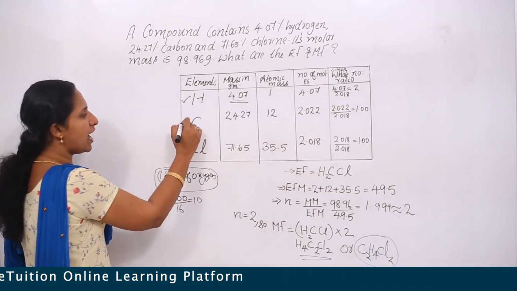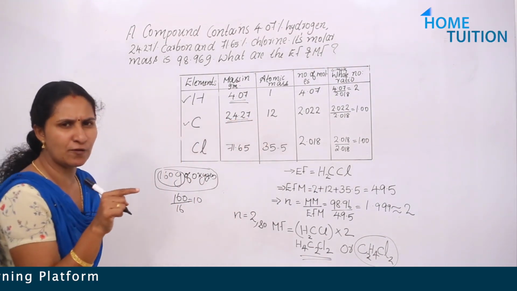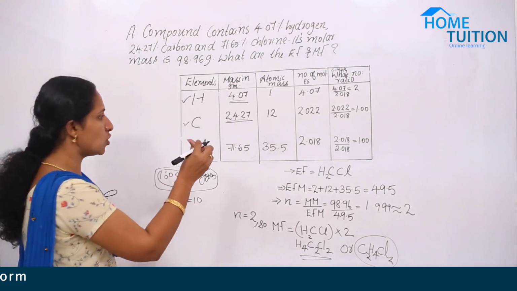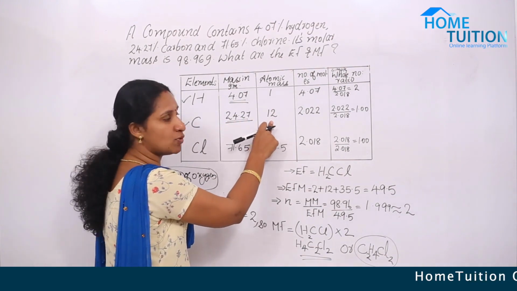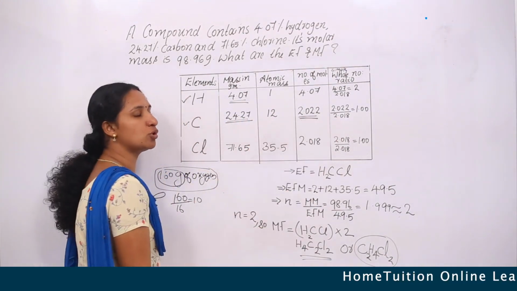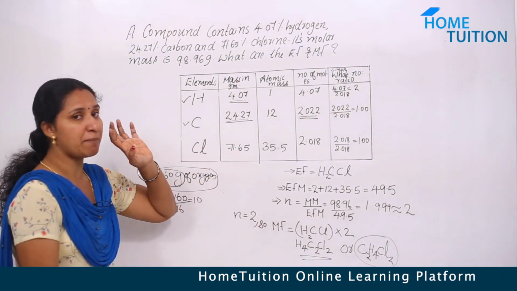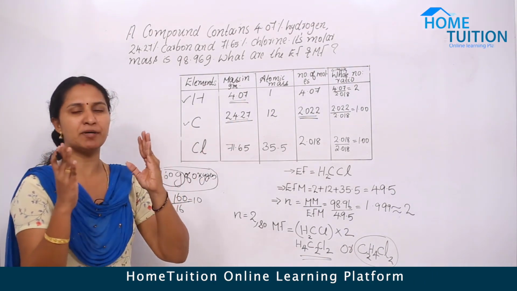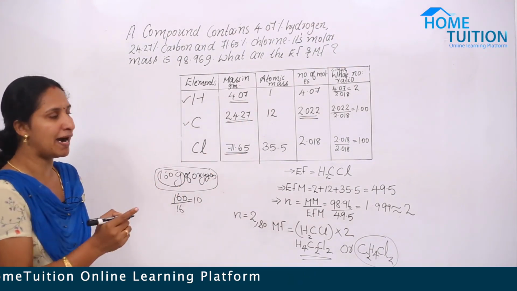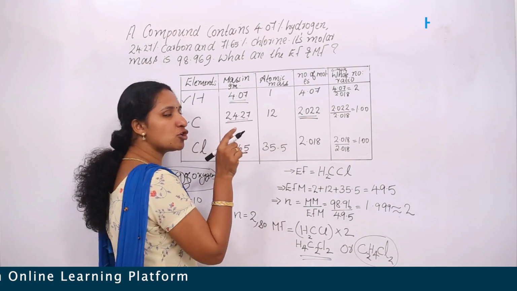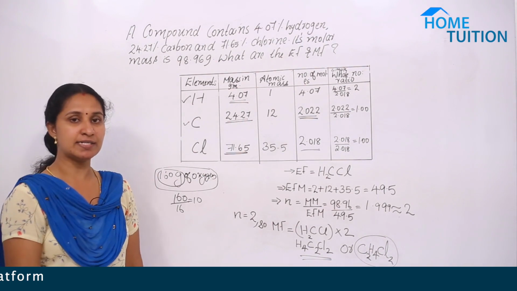Then, for carbon, in 24.27 gram, we want to find the number of moles present. So, the given mass 24.27 divided by atomic mass 12. We get 2.02. Then chlorine, 71.65 gram chlorine contain how many moles? For that, the given mass 71.65 divided by 35.5, that's the atomic mass of chlorine. We get 2.018. I think it's clear.